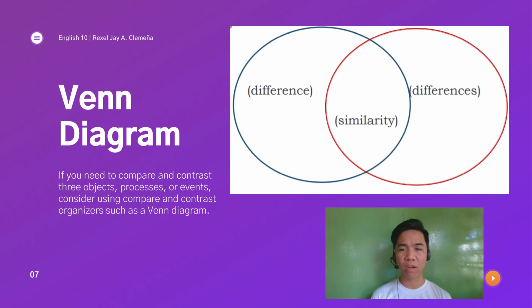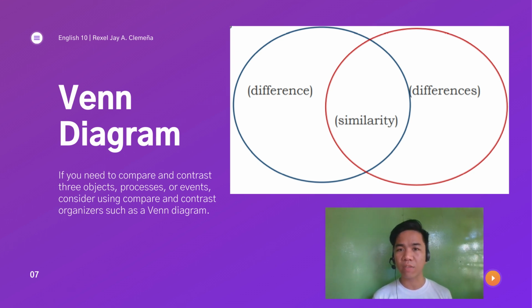Next is the compare and contrast organizer, or Venn diagram. If you need to compare and contrast 3 objects, processes, or events, consider using a compare and contrast organizer such as a Venn diagram. This graphic organizer consists of overlapping circles.